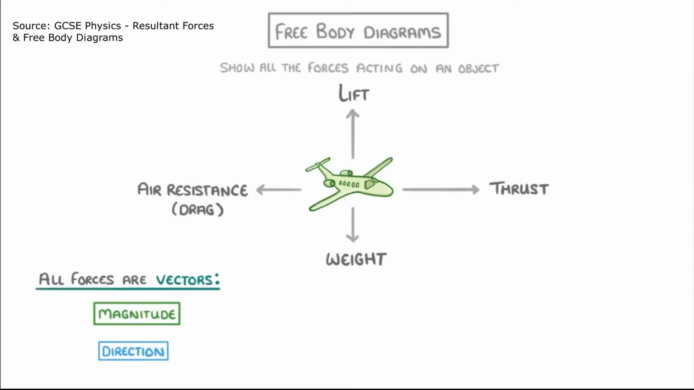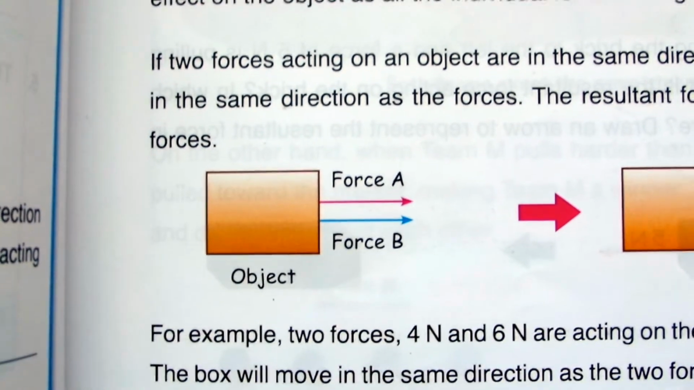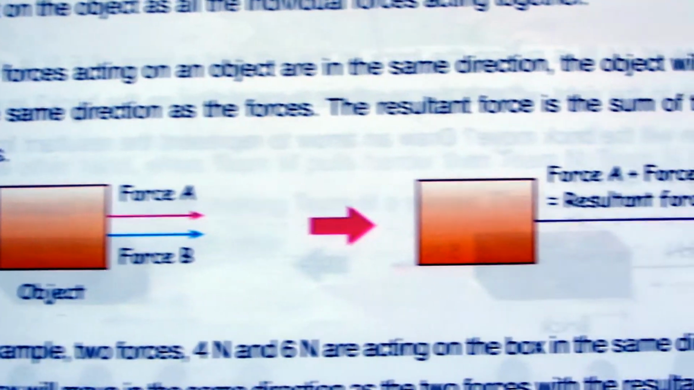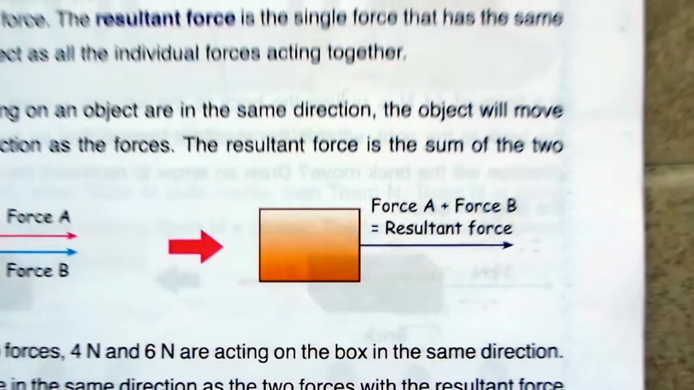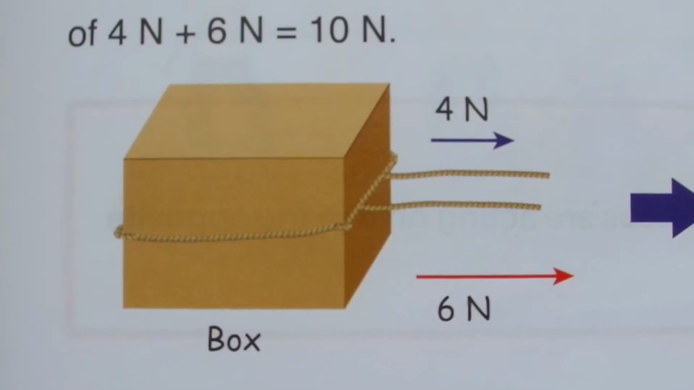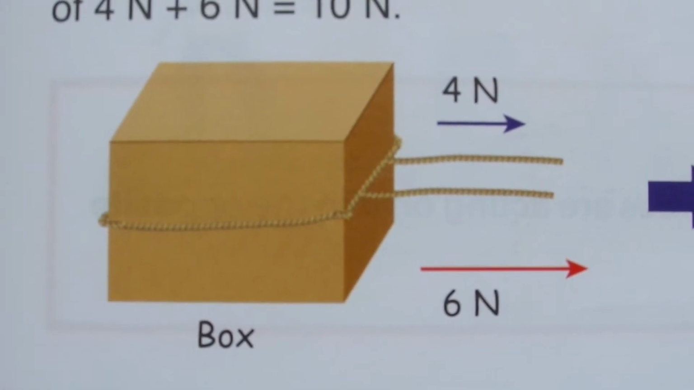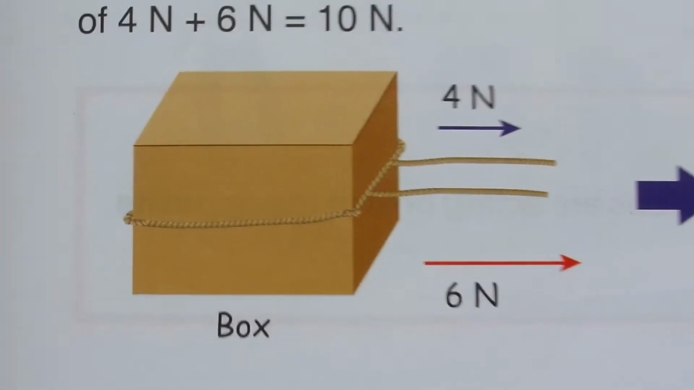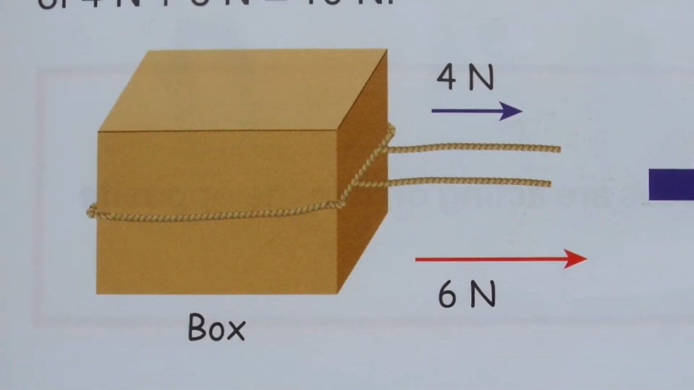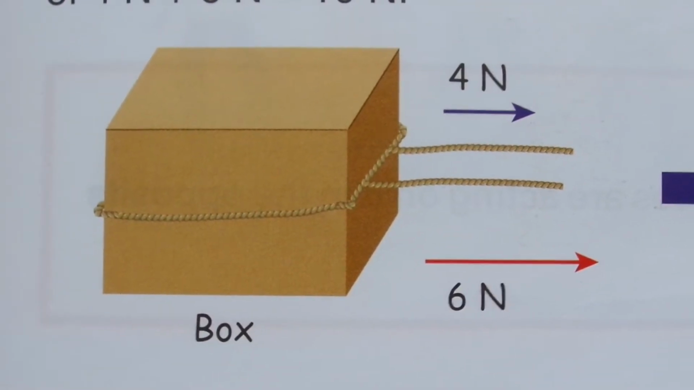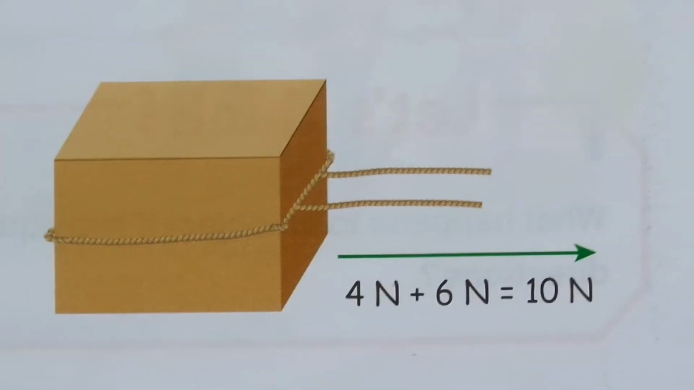An object may have two or more forces acting on it at the same time. If the forces acting on an object are in the same direction, the object will move in the same direction as the force. The resultant force is the sum of the two forces. For example, two forces driving a box in the same direction. Force A is 4 newtons. Force B is 6 newtons. Force A plus force B is equal to 10 newtons, which is our resultant force.